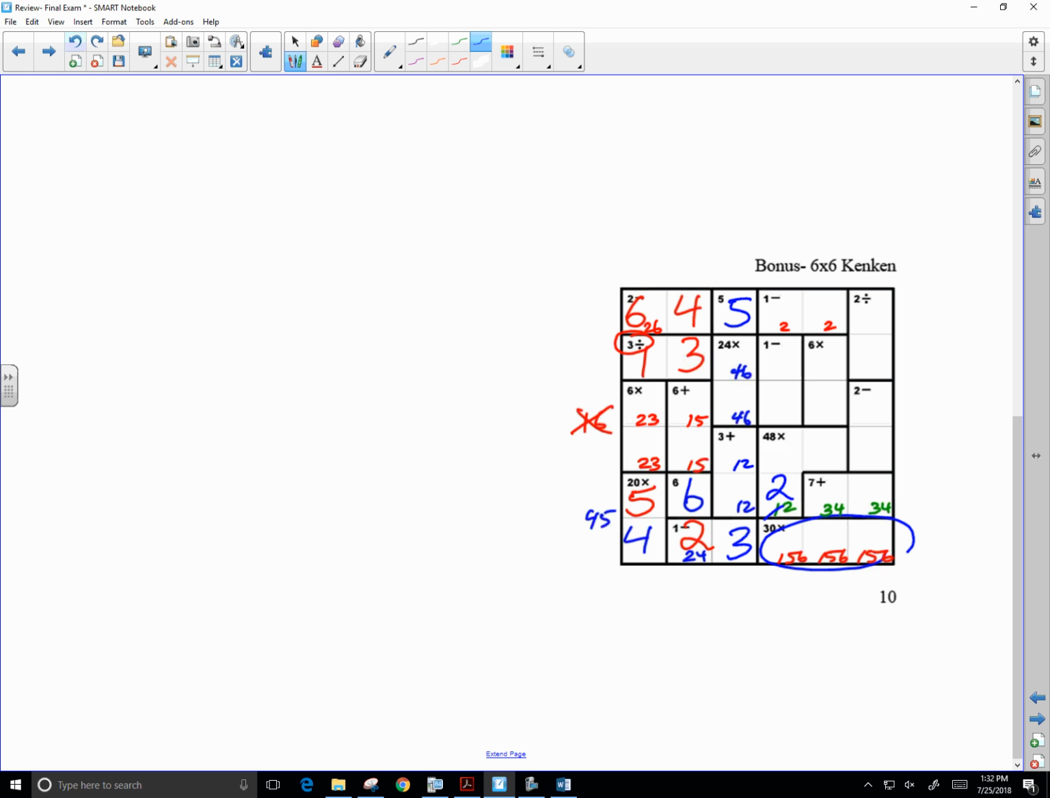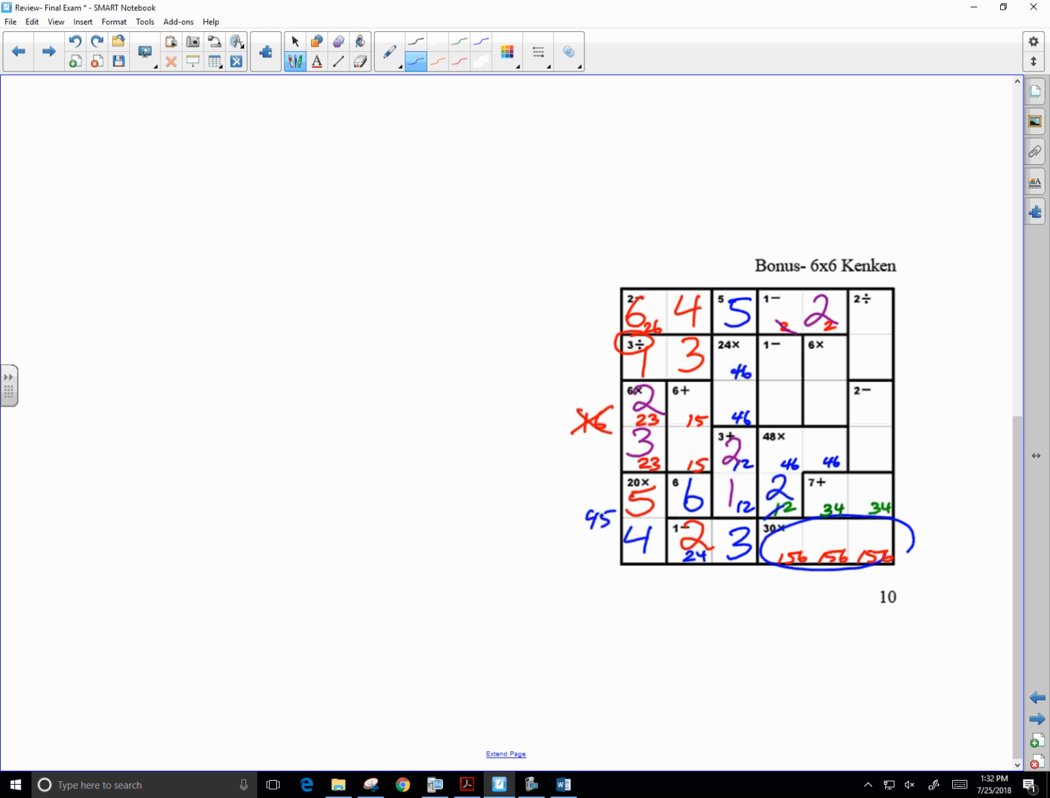Now, if it's a 2, those other two numbers have to multiply to equal 24. Possible pairings would be 6 and 4. More importantly, because this is a 2, we're going to be able to figure out these guys. But also, I know that can't be a 2 up there, making this one the 2. Also, 3, 2.